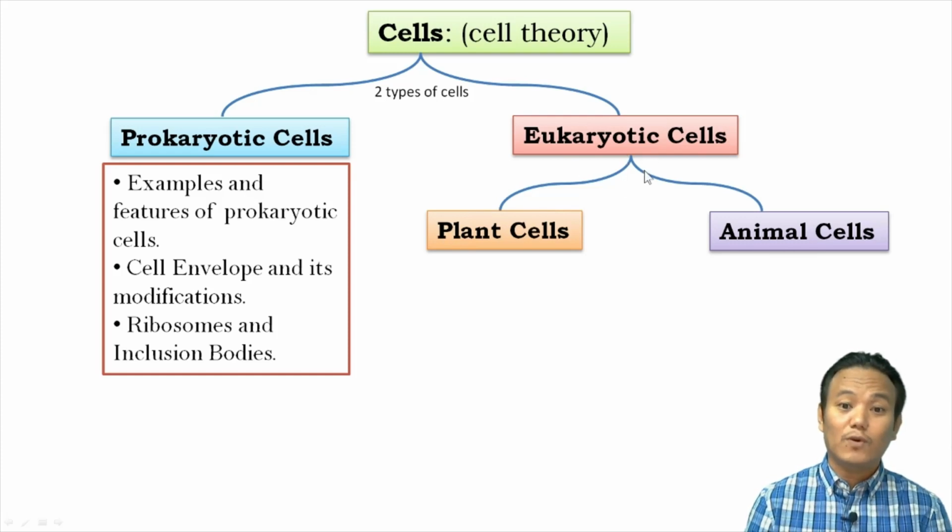But in our textbook, only plant cells and animal cells are given under eukaryotic cells. Under prokaryotic cells, bacteria are given. Bacteria, they are prokaryotic cells. That is the difference. And then under eukaryotic cells, we have got plant cells and animal cells. And regarding these two cells, we will study about their cell organelles in detail.